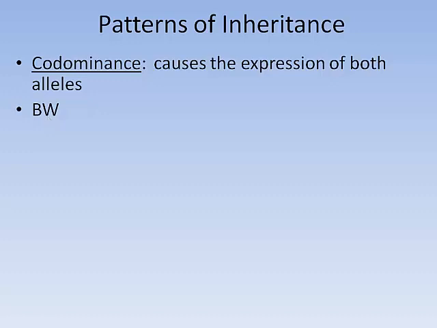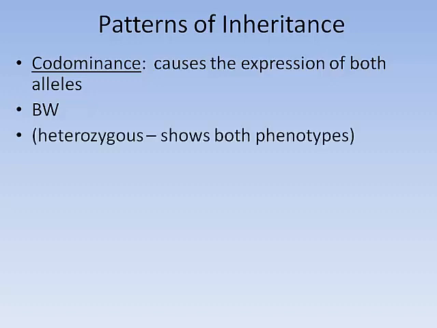If the allele is present, you'll see it in the phenotype. Neither one can cover up the other, and they don't mix together. In incomplete dominance, they kind of mix together. In codominance, they don't mix. Both phenotypes are present. Okay? So the heterozygous form shows both phenotypes.